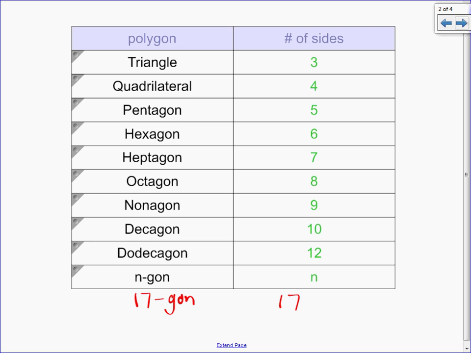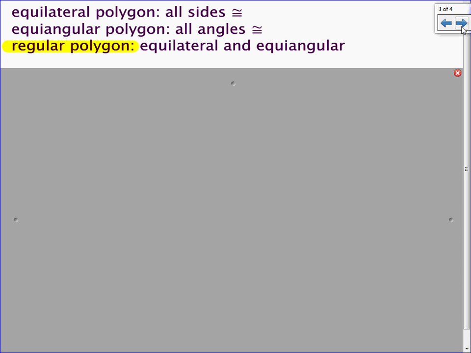Anyone still need this slide? All right, here's the last classification. It has to do with the sides and the angles. Equilateral, which just means all the sides are congruent. Equiangular, which means all the angles are congruent. And regular, which means it's both congruent sides and congruent angles.